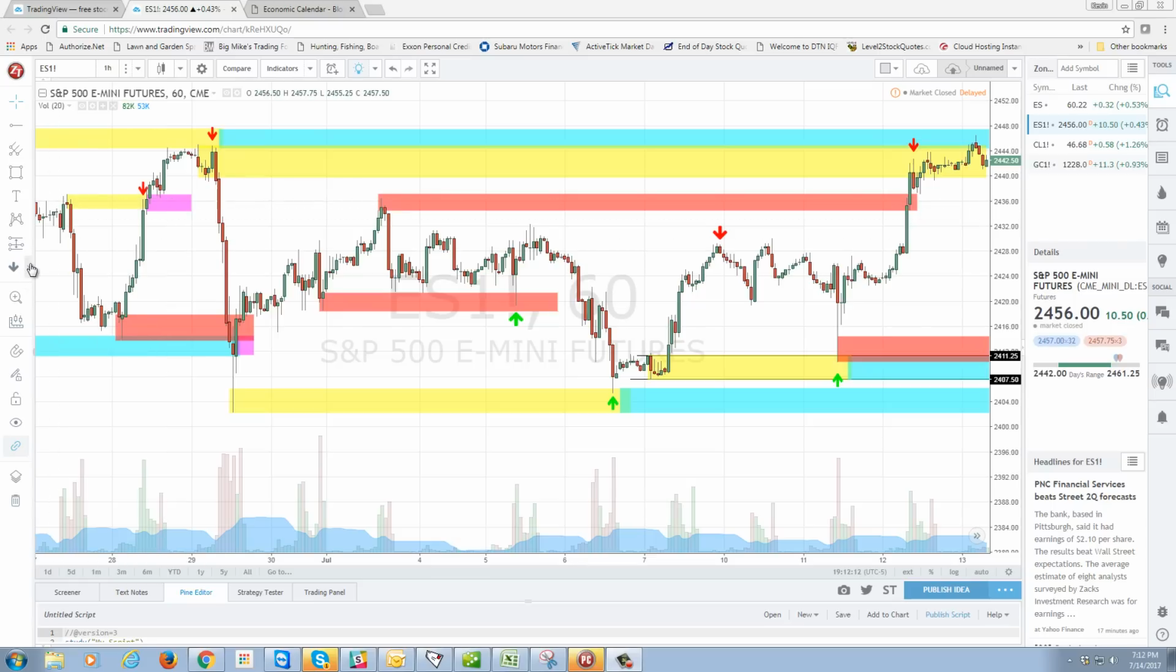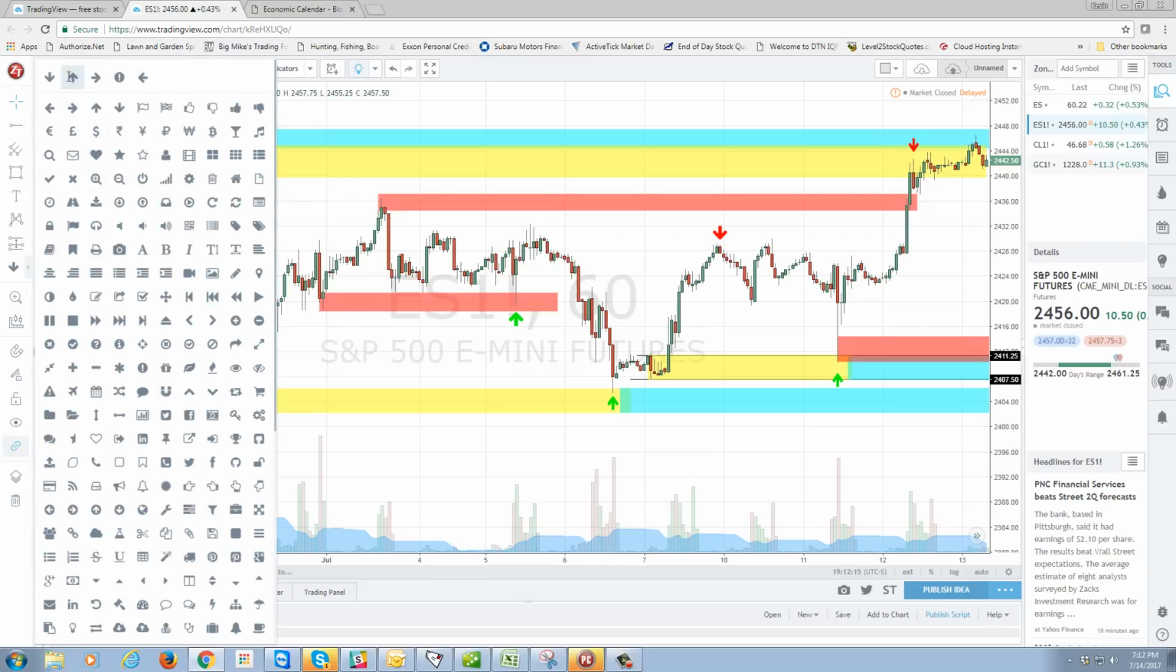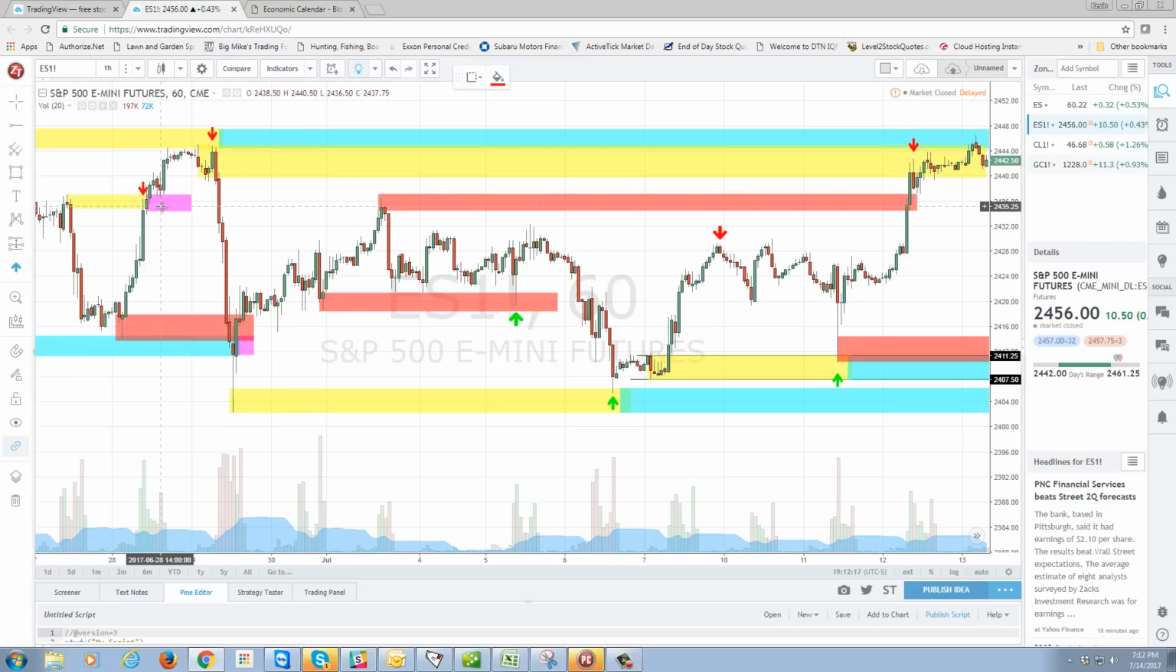And actually I missed this one. We've actually got a long trade right there. Okay, because price broke through it, price pulled back into the zone, and then we have our long trade.